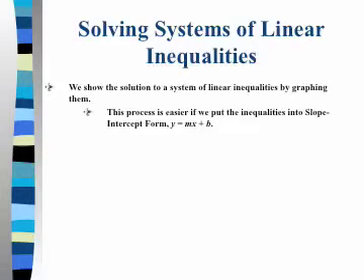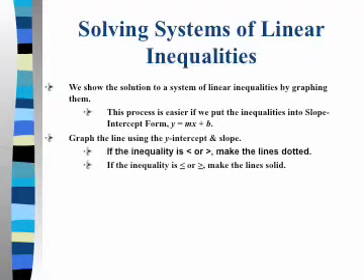We've talked about and done graphing of linear inequalities in the past. Let's go over the process again. The process is easier if we put those inequalities into slope-intercept form, y equals mx plus b. Then we graph the lines using the y-intercept and the slope. We make the line dotted if we have a less than or greater than symbol, and we make it solid if we have a less than or equal to or a greater than or equal to symbol.